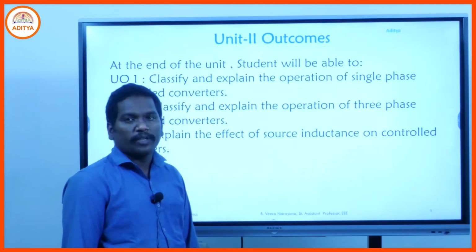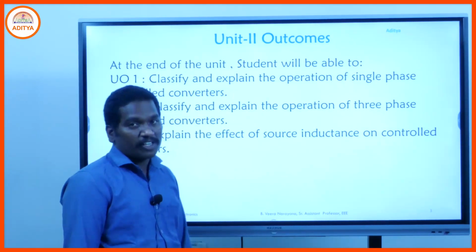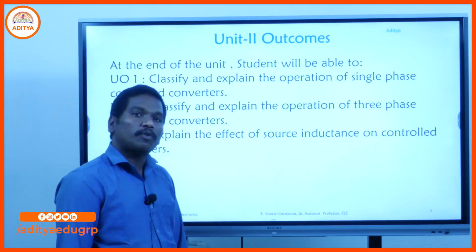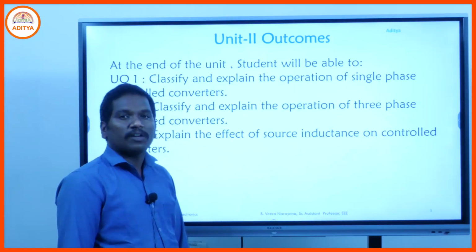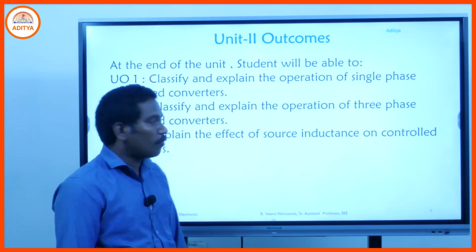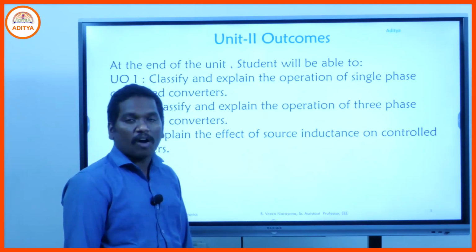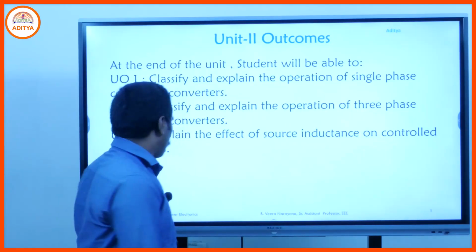At the end of this unit, the student will be able to classify and explain the operation of single phase controlled converters, classify and explain the operation of 3-phase controlled converters, and explain the effect of source inductance on single phase controlled converters and 3-phase controlled converters.